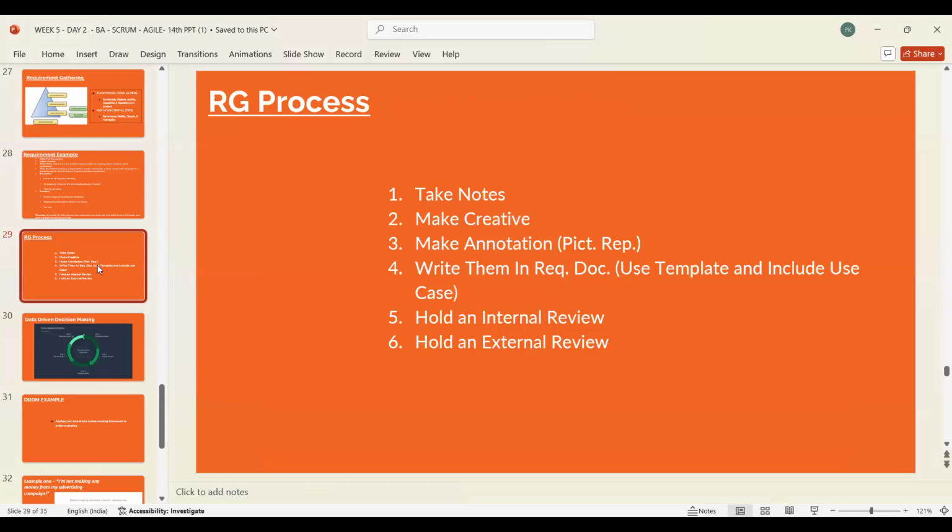So once you note them down and have all your understanding clear, write them in requirement documents. A requirement document can be a functional requirement document, that is FRD, or functional specification document, FSD. These are similar names for the same document. Or BRD, that is business requirement document. This document contains all the requirements that the customer has given you for their application.